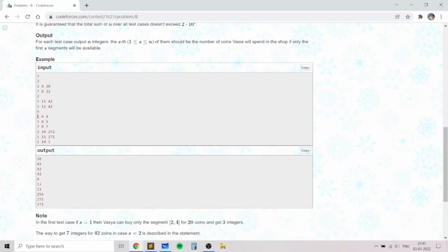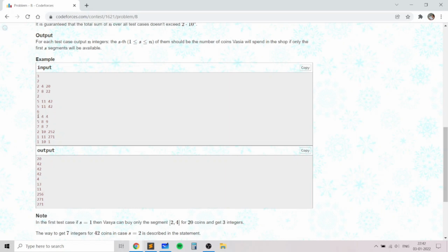The second output is the cost for the first two segments, which will be 4 plus 9, which is 13. For the first three segments, the optimal thing would be to choose 1 to 4 and to choose 7 to 8, because that will cover 1 to 8. So the cost for that is 4 plus 7, which is 11.